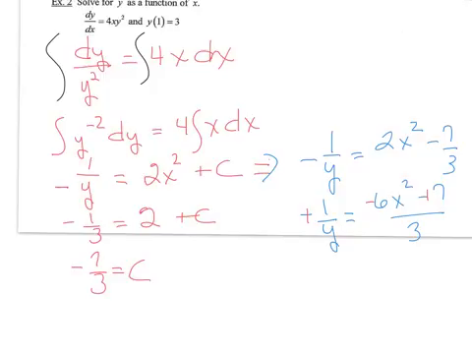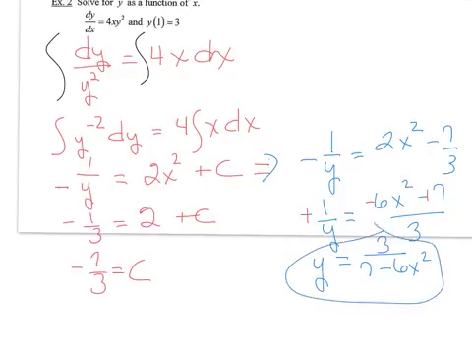Now we can do what, Matthew? Switch them. What do we call that when we do that? Reciprocal. Right. So y equals 3 over 7 minus 6x squared. So there is your equation.